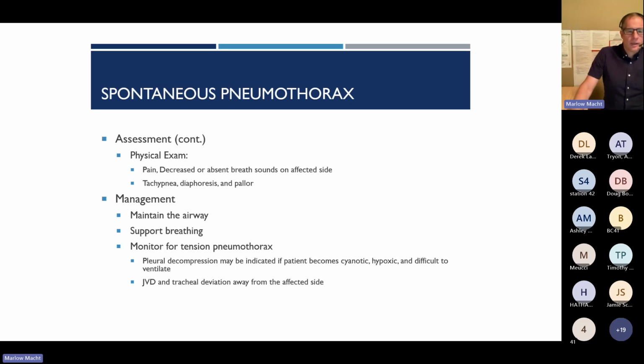So maintain the airway, support breathing. If this is your leading diagnosis, this is a patient where you're preferentially going to avoid CPAP, because you can make things worse with that. Although it's relatively rare for patients with a spontaneous pneumothorax to develop tension, always be thinking of the worst case scenario. If they develop hypotension, then that's when you would start the chest decompression for a tension pneumothorax.